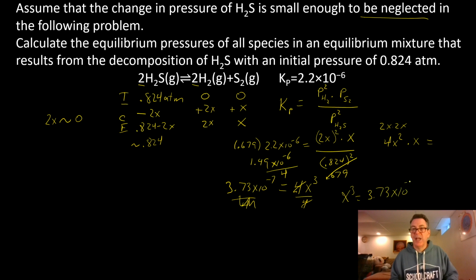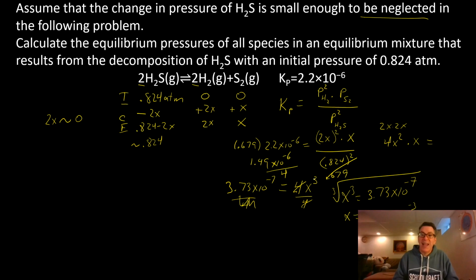And I made some notes before I actually did this. And now what we're going to do is take the cube root, or raise that to the 1/3 power. So when we do that, we get an x value of 7.20 × 10^-3. All right, so that's our value for x. Now we can bring that all the way back up here, plug it in here, plug it in here.